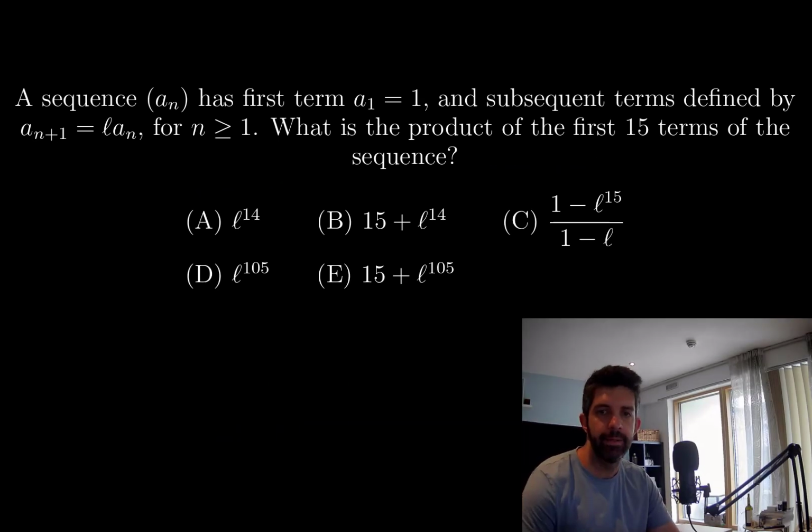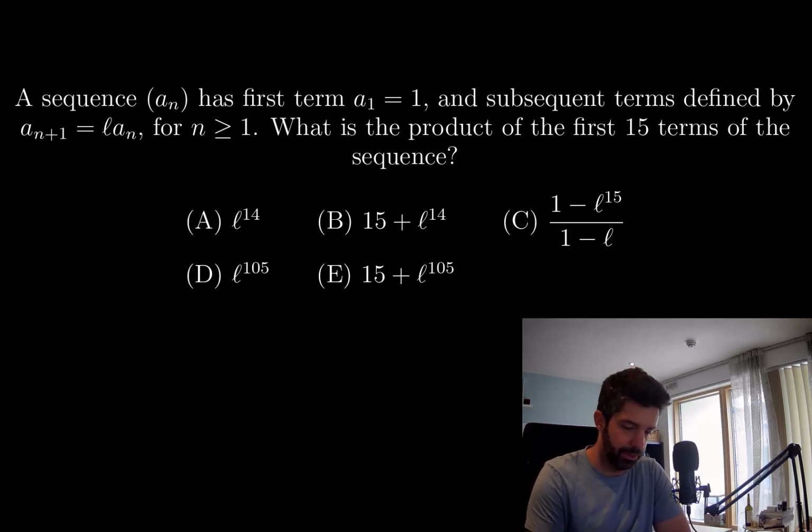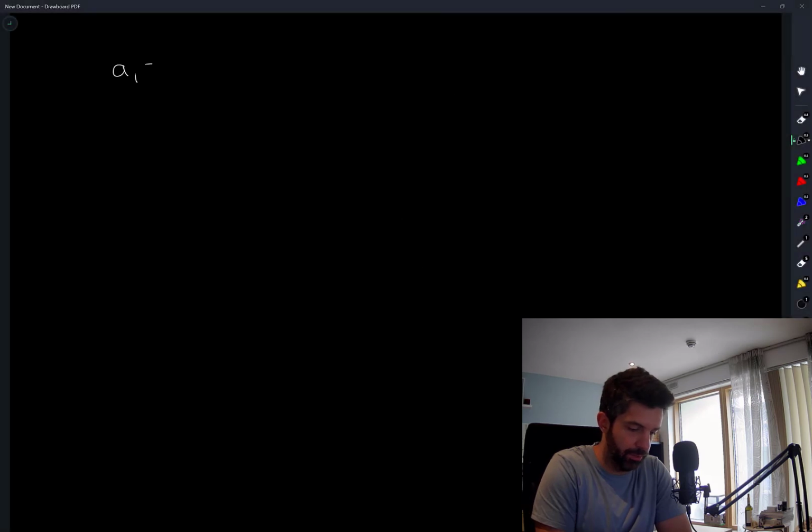A sequence A_n has first term a_1 equal to 1, and subsequent terms defined by a_{n+1} = L a_n for n greater than or equal to 1. What is the product of the first 15 terms of the sequence? Okay, this shouldn't be terribly difficult to figure out. We have a_1 is equal to 1, a_{n+1} is equal to L a_n.